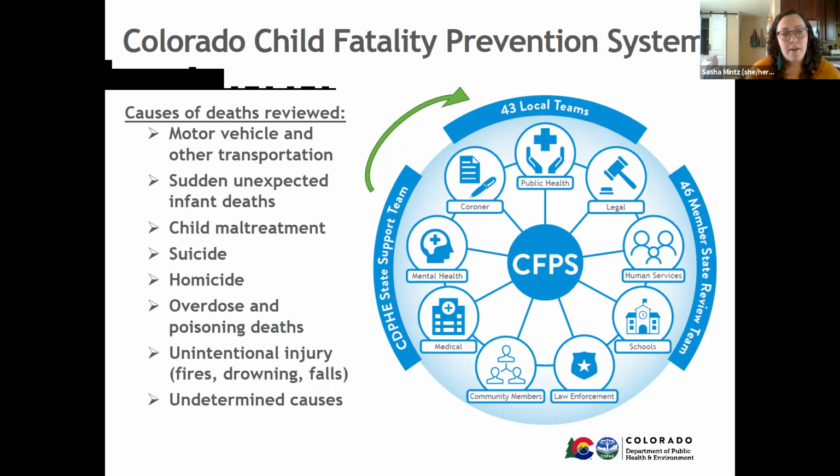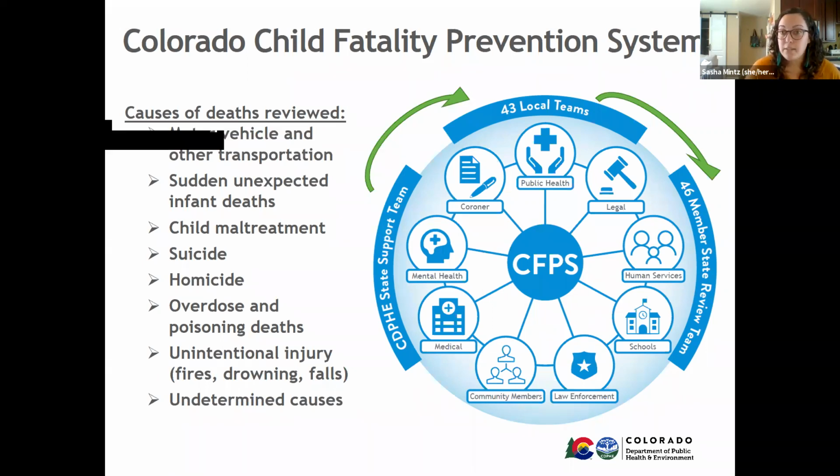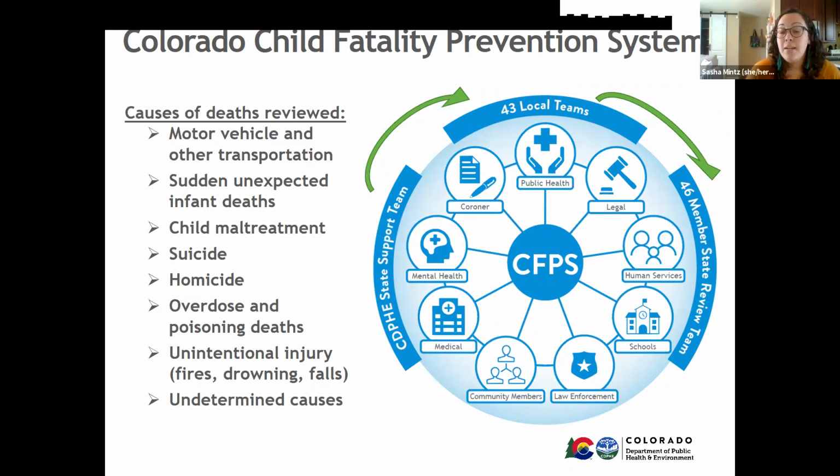And the final arm of our system is our state review team, which takes the data and prevention recommendations that are entered by the local teams during case reviews to then develop overarching recommendations to prevent child deaths that we present annually to the Colorado legislature in July.